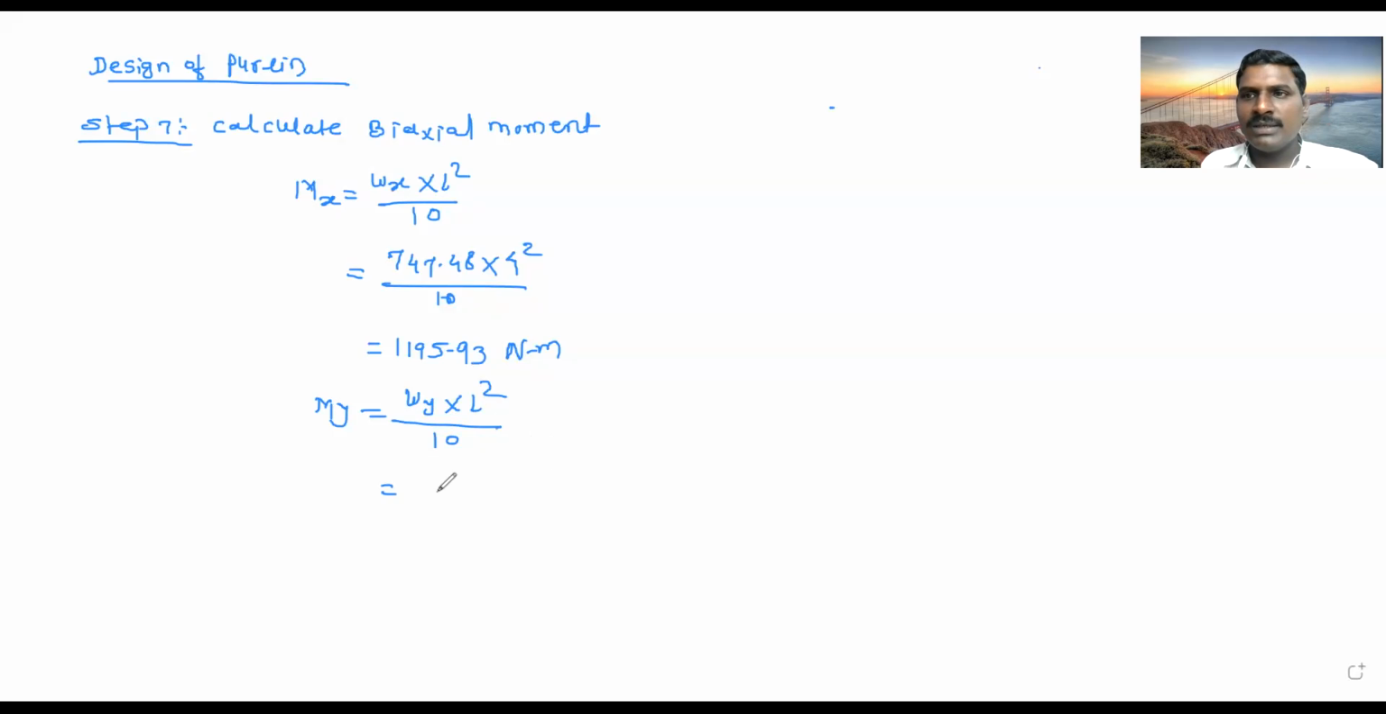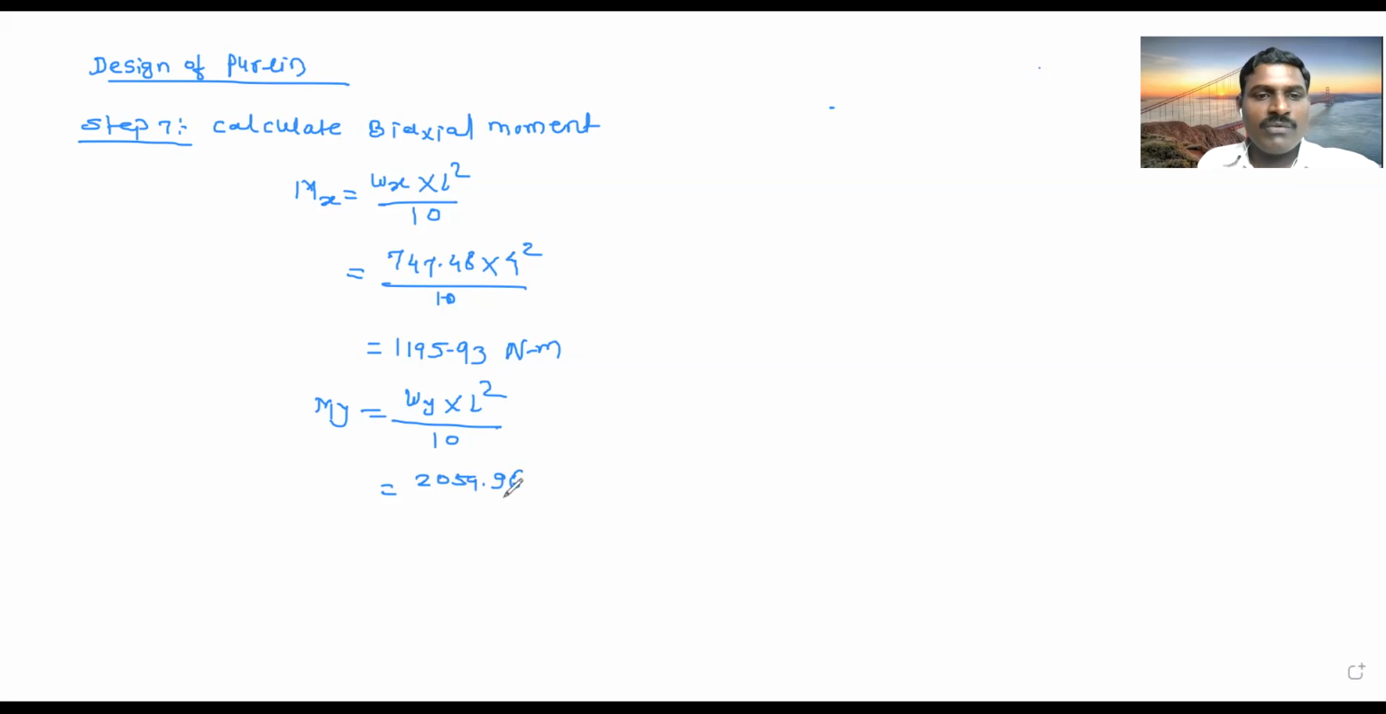Maximum intensity of pressure, or maximum wind speed, sorry, maximum load out of x and y direction we have taken. So what is the Wy? How much value? Minus 2059.96. Why do we take the minus value? Because of uplift pressure. So here we will not write the sign, but we will consider this sign.